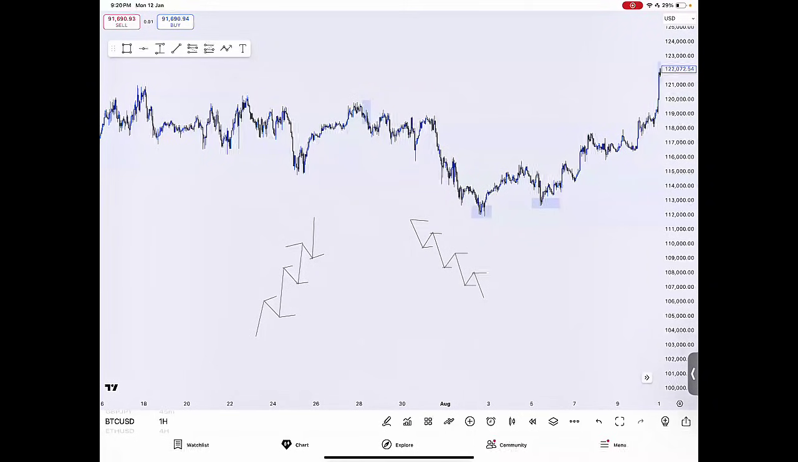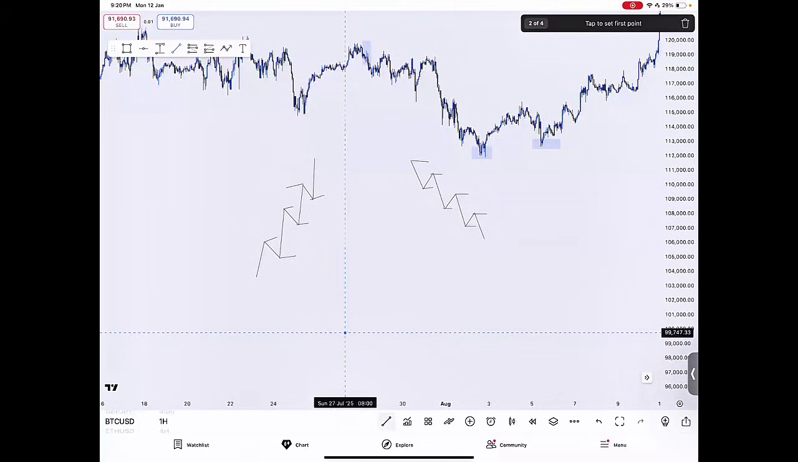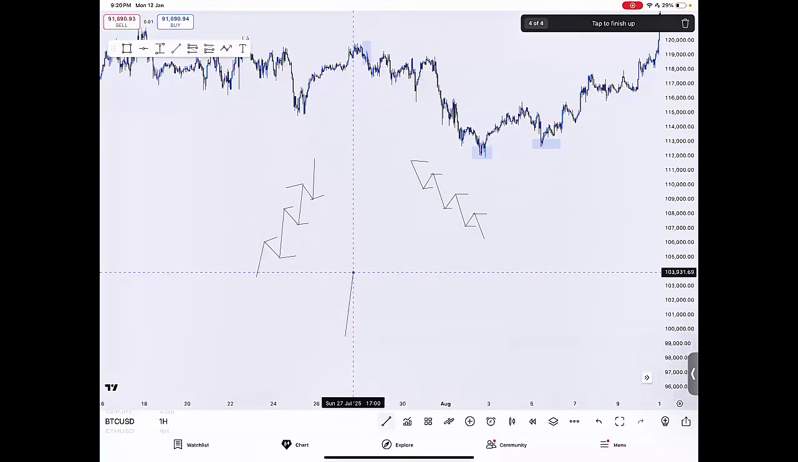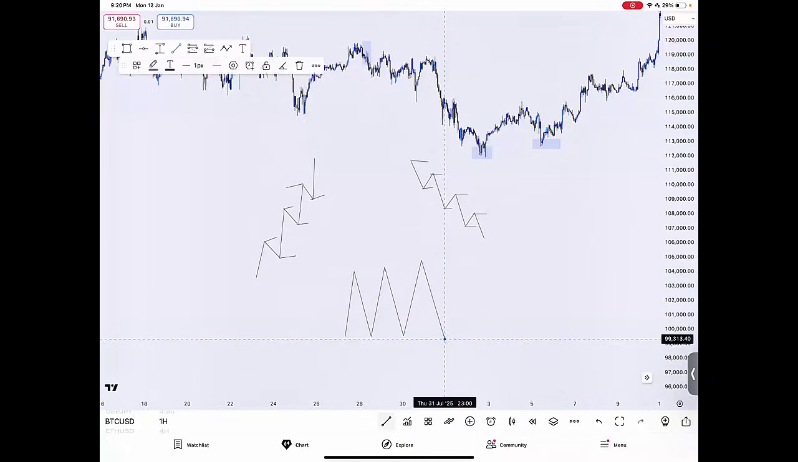So under the trending section of market structure, we have the uptrend and the downtrend. Then under the ranging side, we have what you call a consolidation or a ranging market. It's basically when price is not trending up and is not trending down. It's ranging, moving from your support level to your resistance level, to support, to resistance, to support. This is what you call a ranging market.